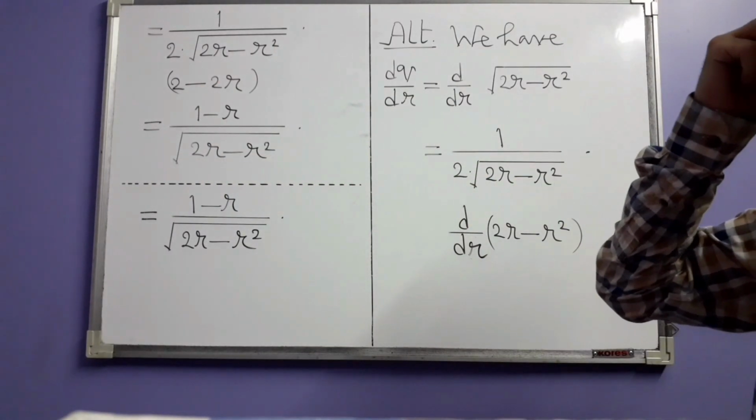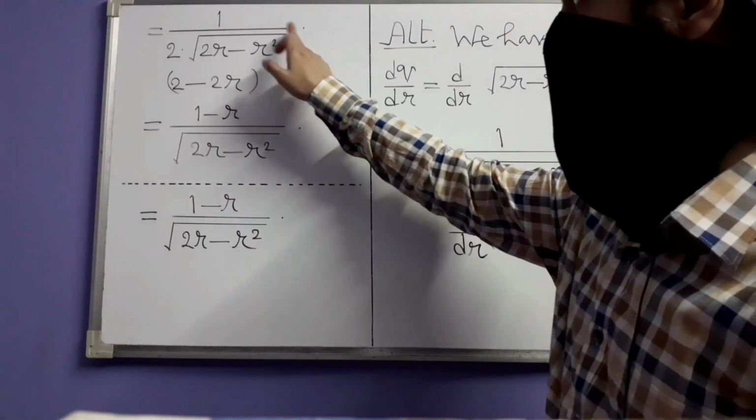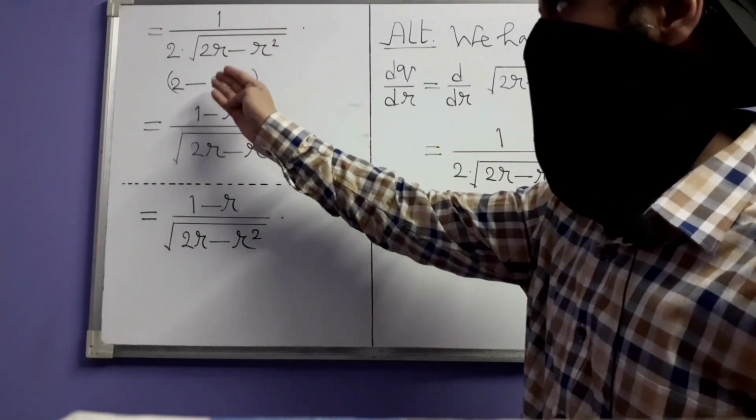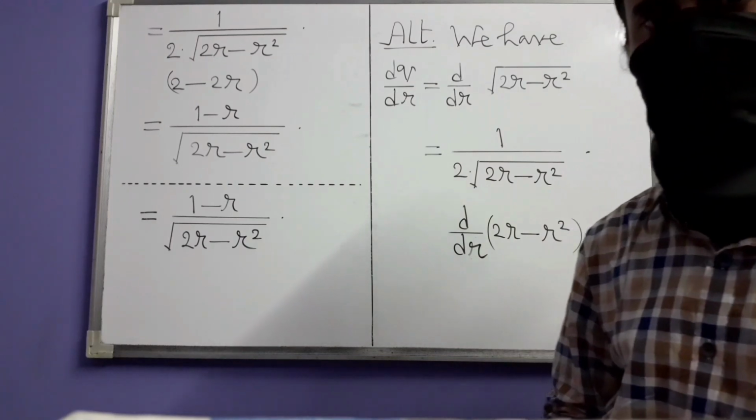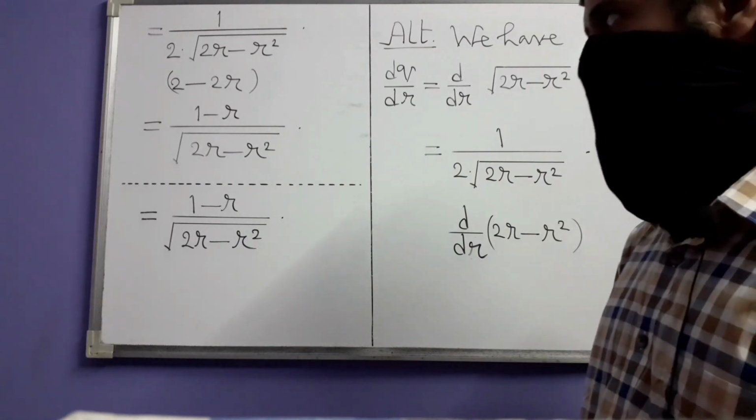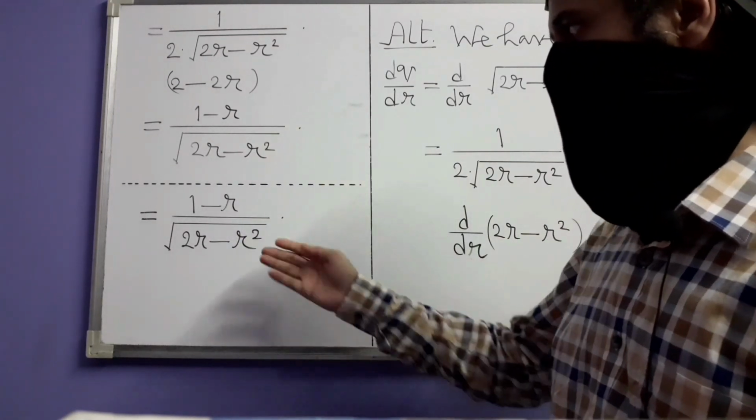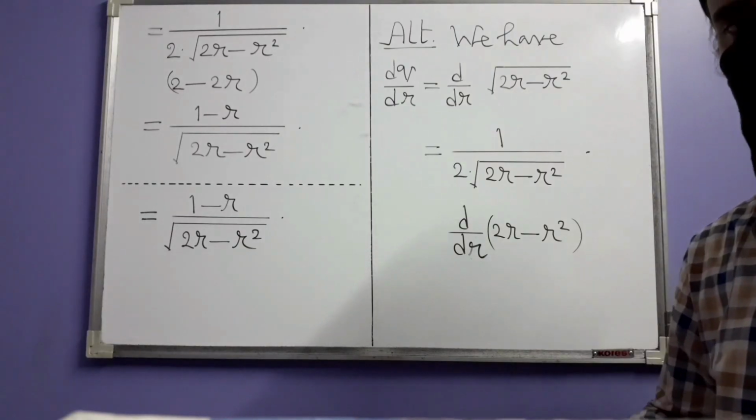So you note that this is multiplied with this. So you can cancel 2 from numerator and denominator here also. And after you do that, this is what you get, identical thing. We should get identical thing.